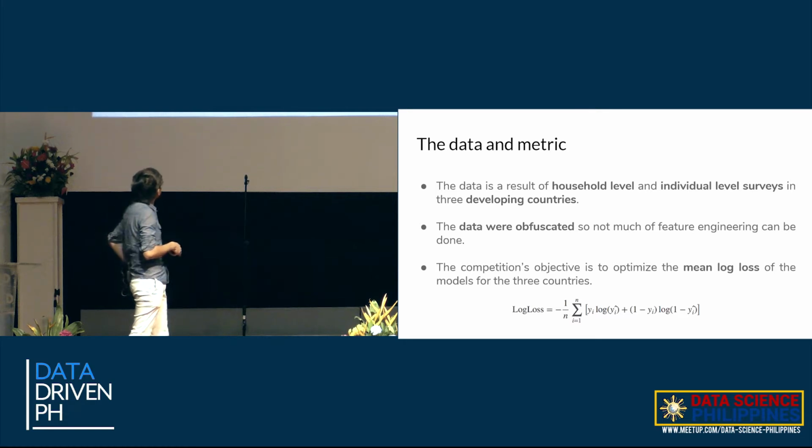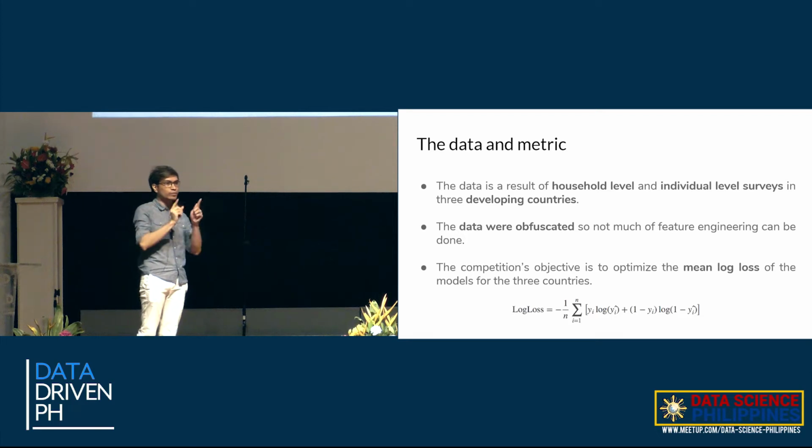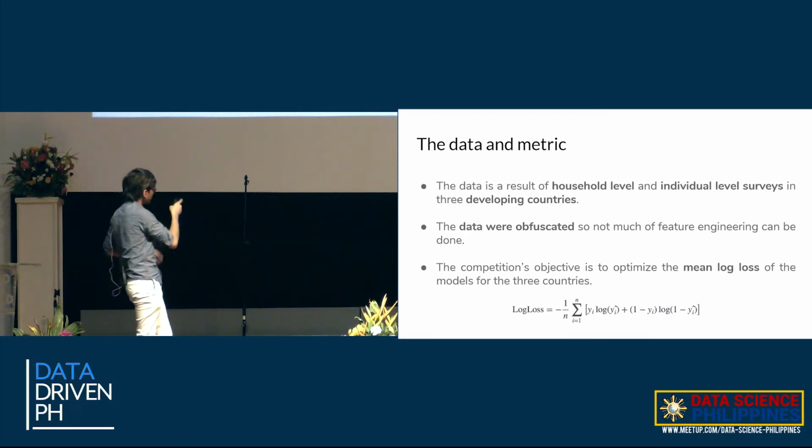And thirdly, the metric that was used is to optimize this particular equation. So it's the mean log loss. So as you can see, it's penalizing the model every time it makes a mistake, and it penalizes a lot if it makes a large mistake compared to a minimal mistake. So that's what it means.